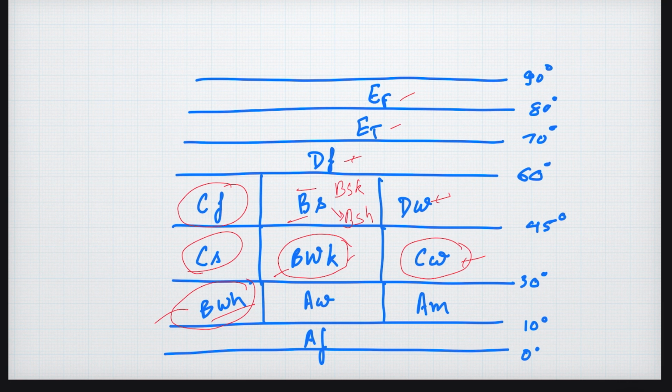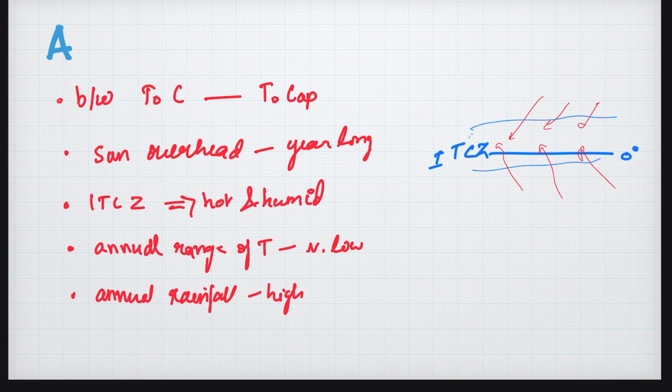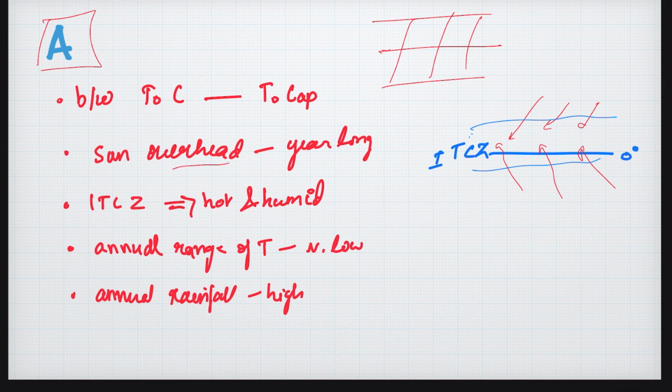Now let us look into the details of every type of climate. Let us begin with the tropical type of climate, which is represented by capital symbol A. It lies between Tropic of Capricorn to Tropic of Cancer. This is tropical region. Here sun is overhead throughout the year. Here you find ITCZ, due to which it is hot and humid type of climate. ITCZ is intertropical convergence zone, where northern trade winds and southerly trade winds converge.